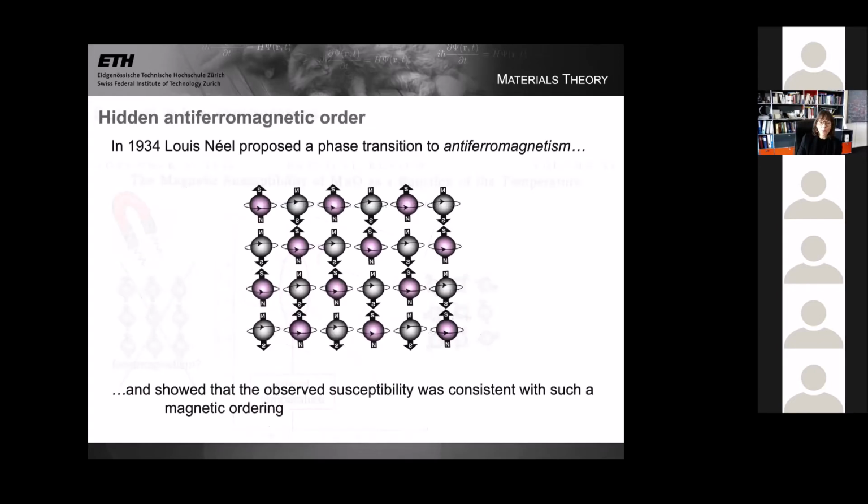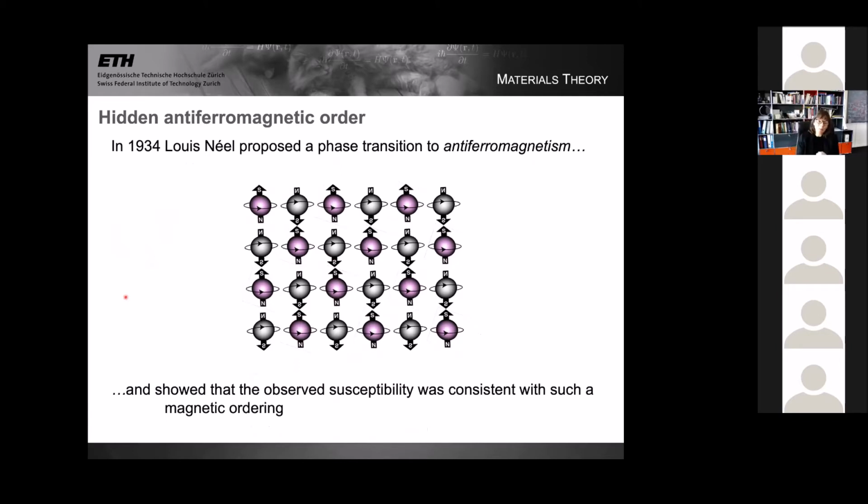We now know, of course, that manganese oxide is an antiferromagnet, and so this was a kind of hidden antiferromagnetic order. It was not directly measurable, but it manifested in some of the measured magnetic properties. Shortly after the experiment was published, Néel proposed a phase transition to antiferromagnetic order and demonstrated theoretically that the observed susceptibility was consistent with such an antiferromagnetic order.